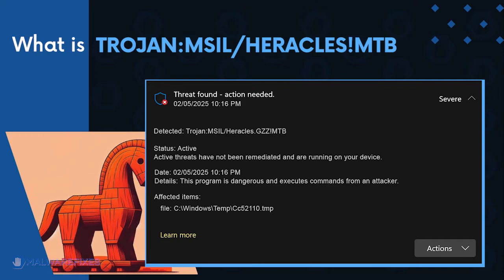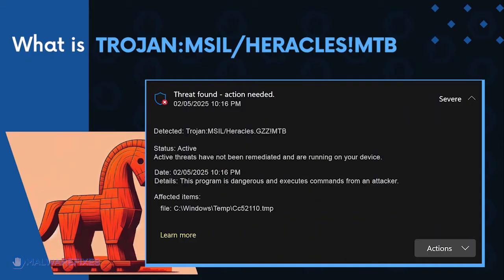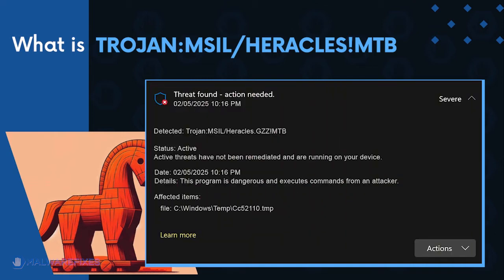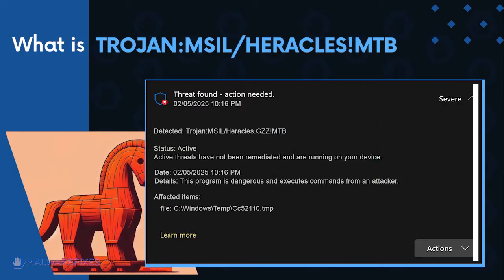If Trojan MSIL Heracles MTB is detected on the computer, users must immediately run a virus scan to eliminate the threat. Leaving this virus inside the system could lead to more issues. Trojan MSIL Heracles MTB was designed to execute malicious actions, including the downloading and execution of more malware. In addition, the people behind it can open a backdoor on the infected computer to access it remotely and carry out harmful tasks. Carefully execute the procedures in this video to successfully remove Trojan MSIL Heracles MTB.